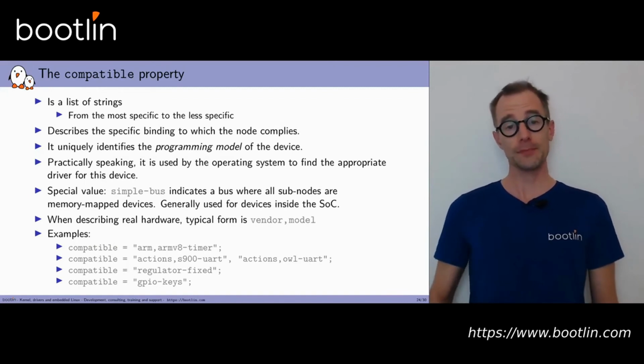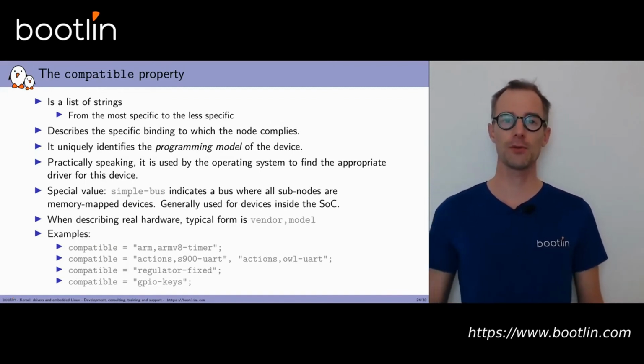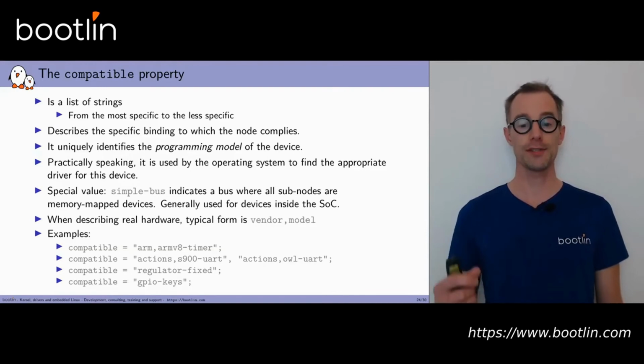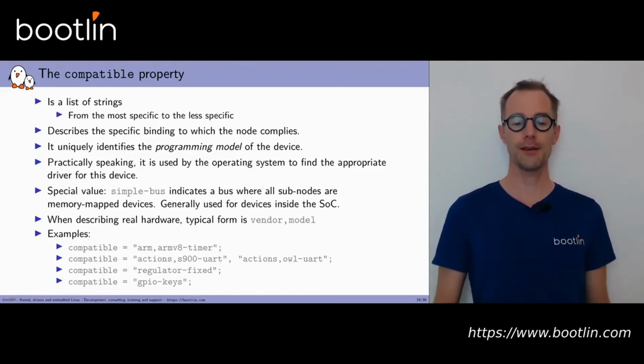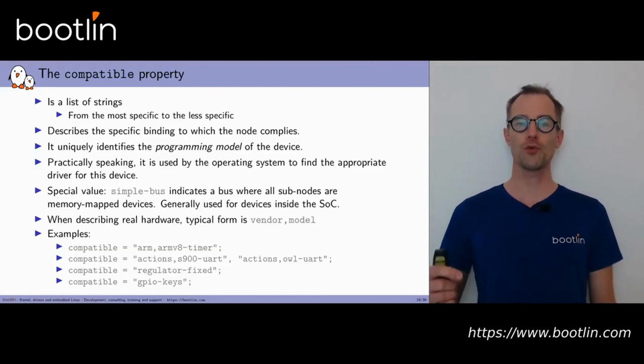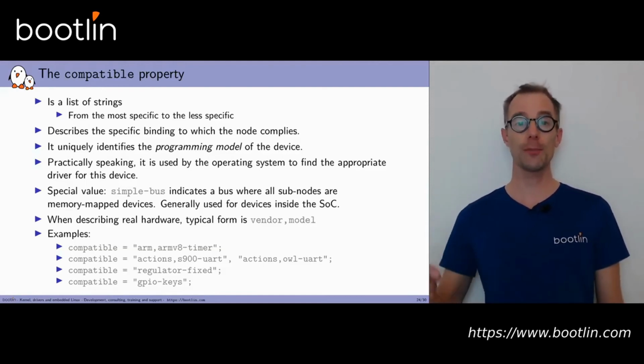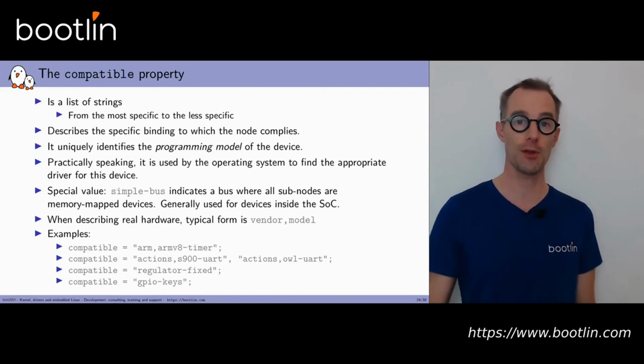There is also a special value that can be used for some compatible string called simple bus. This is the value that is used for a node in the device tree which represents a bus where all sub-nodes are devices that are memory mapped.